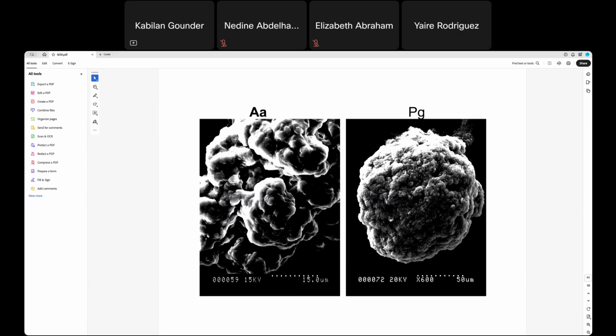Here is another difference, the biofilm of AA as well as PG. PG is Porphyromonas gingivalis, which causes periodontal disease, and you can see the biofilms of AA and PG are different. You can see the typical differences.